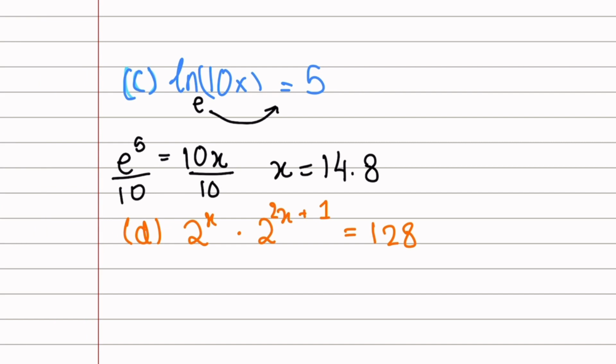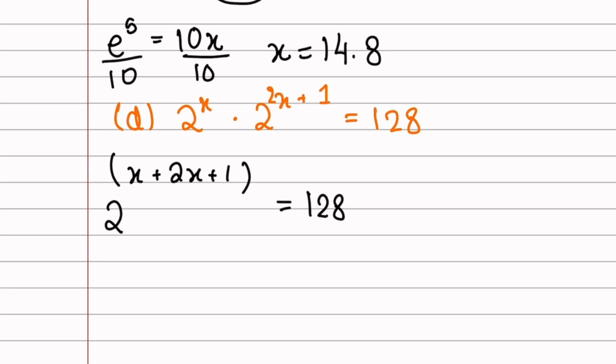Lastly, we have this question over here, and you can see there's multiplication between the two terms. And when there's multiplication, based on the laws of exponents, you have to add your powers. And so I'm going to be adding x to 2x plus 1, all of it raised to the same base, and that must equal to 128. And so I'm going to get 2 raised to the power of 3x plus 1, which must equal to 128.